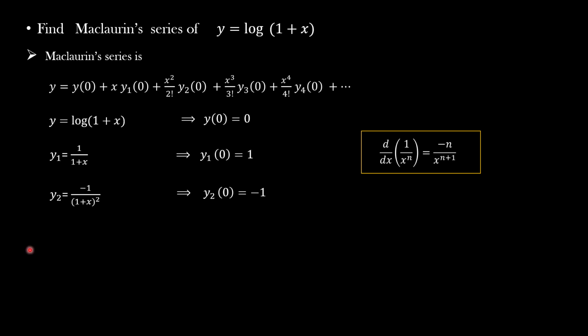y3 is minus of minus 2 divided by (1 plus x) whole to the power 2, plus 1, which is equal to 2 divided by (1 plus x) whole cube. Therefore, y3 of 0 is equal to 2. And y4 is 2 times minus 3 divided by (1 plus x) whole to the power 4, which is equal to minus 6 divided by (1 plus x) whole to the power 4. Therefore, y4 of 0 is equal to minus 6.